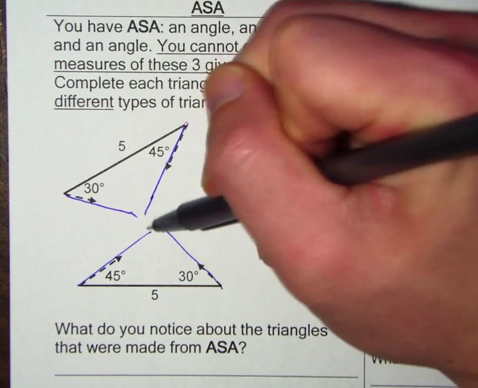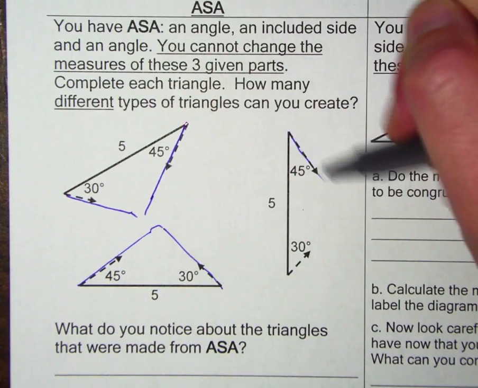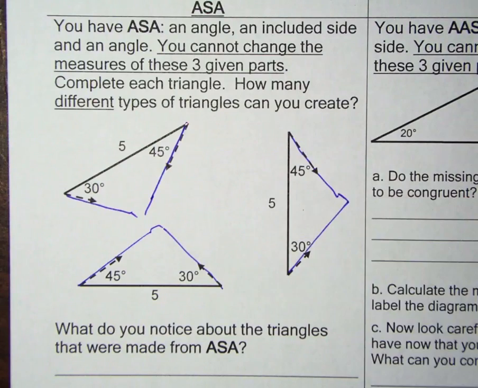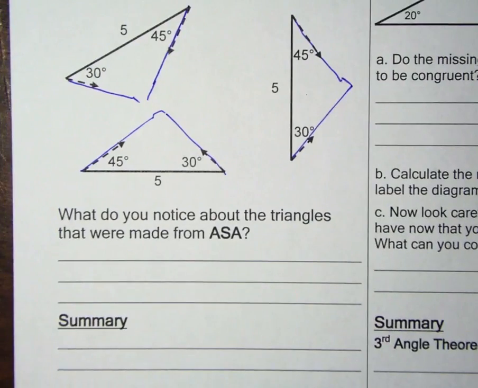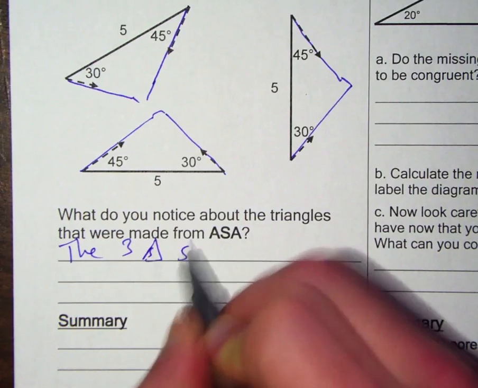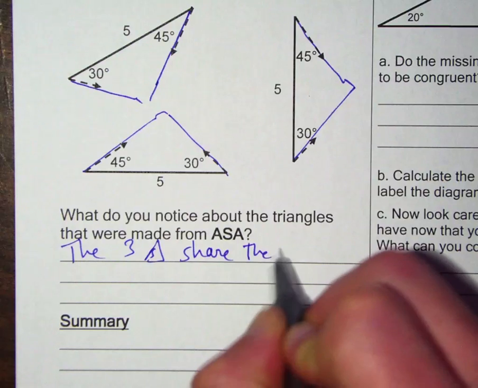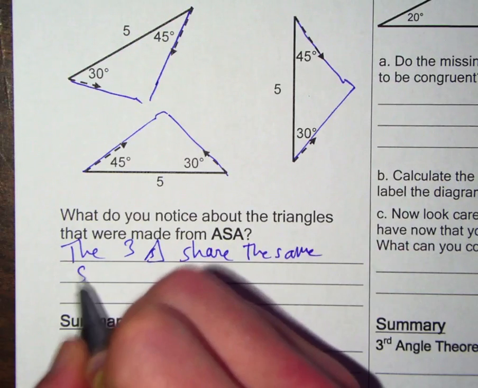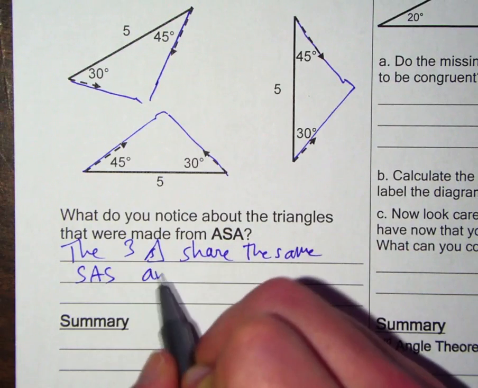I rotated these triangles, I flipped them, but they're all still the same triangle. Therefore, the three triangles share the same side, angle, and side, and are congruent.